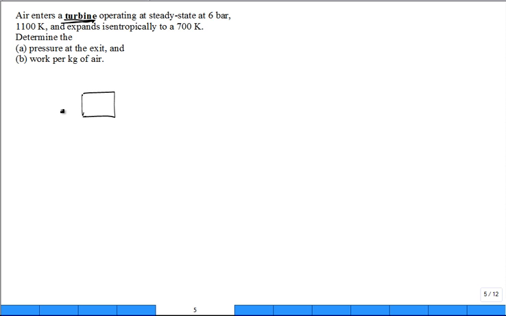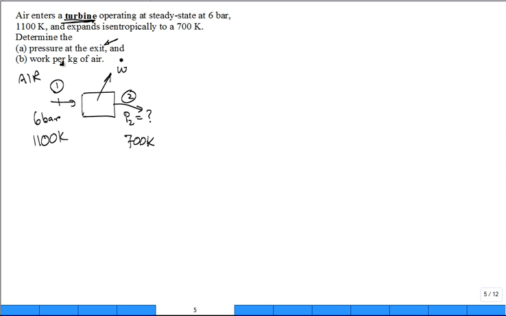You can give it some shape, like we try to distinguish a pump from a compressor from a turbine, sometimes by the shape. But here we go, inlet state 1. It's all air, so ideal gas. It comes in at 6 bar and 1100 Kelvin, and it goes out at state 2, and it produces some power. And at state 2, it expands isentropically to a temperature of 700 Kelvin. What is the pressure, P2? That's what we're asked to find.